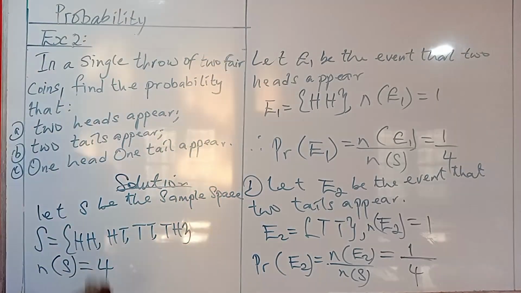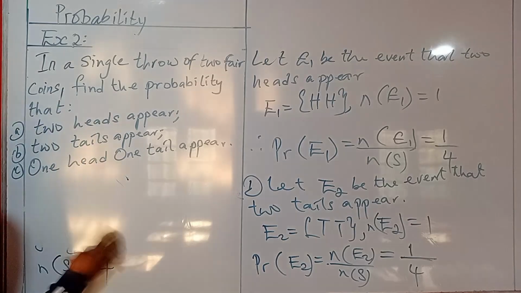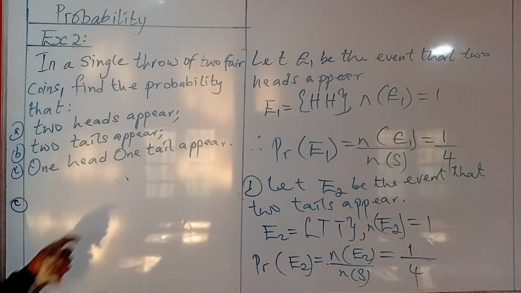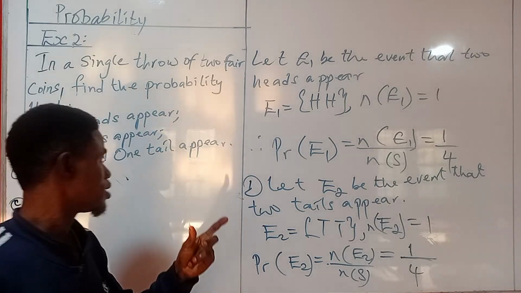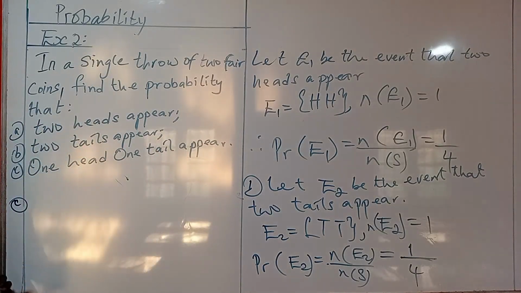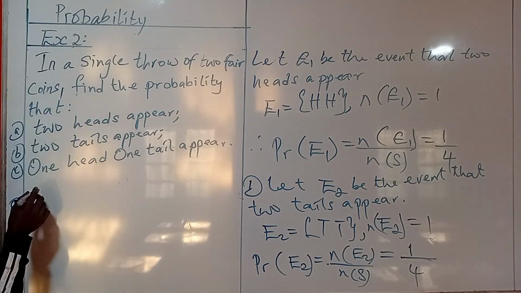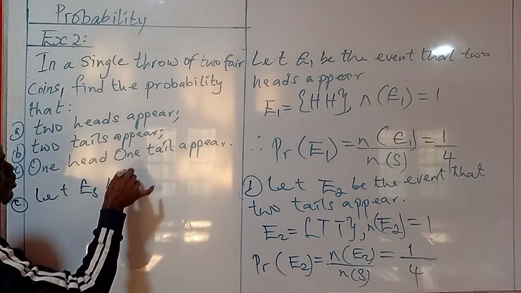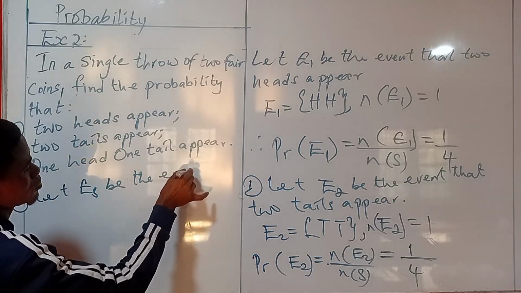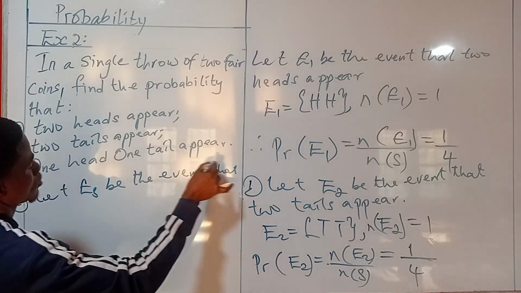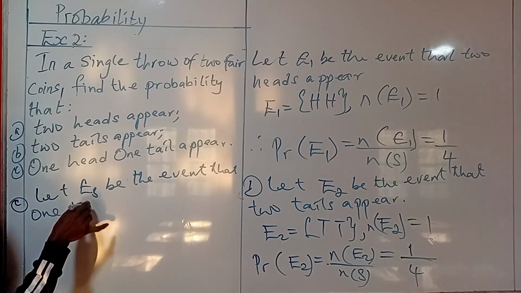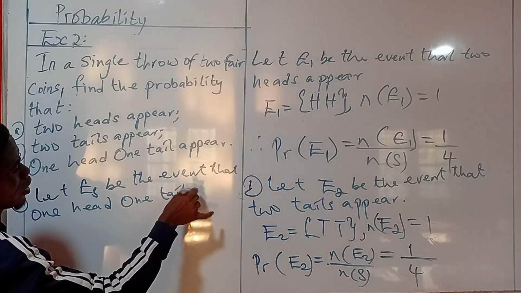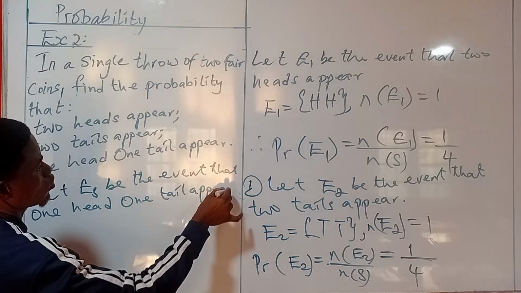Now, the last one, C, one head and one tail. Now, in this case, what do we have? We are going to have, let E3 be the event that one head, one tail appear.